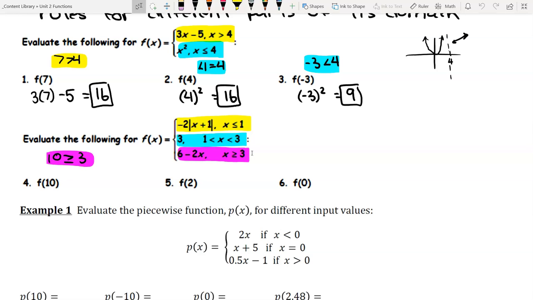So we are plugging it into that bottom equation, 6 minus 2 parentheses 10, changing it to a 10. So I get it's negative 14.